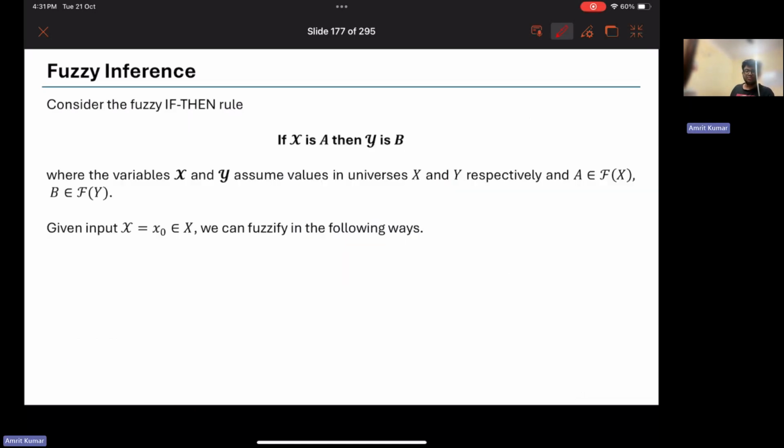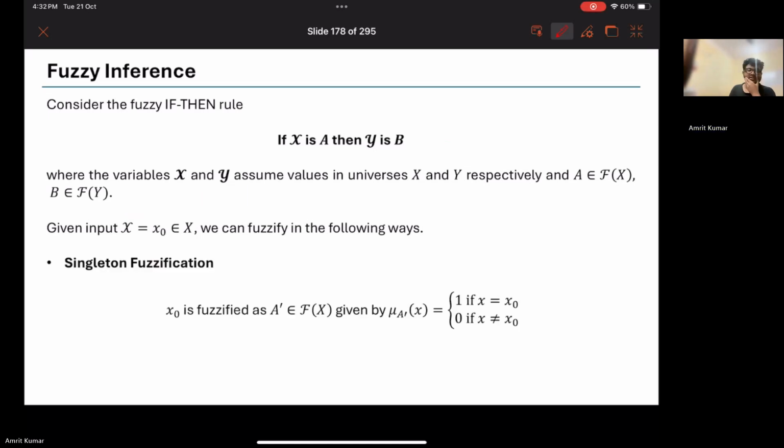Now, suppose this is our fuzzy if then rule again, and we have the familiar setup, and we are given a particular input value. So say the variable x is equal to x naught. Then how can we fuzzify it? There exist multiple fuzzification schemes. I'm going to discuss two, the most widely used ones. First one is the singleton fuzzification.